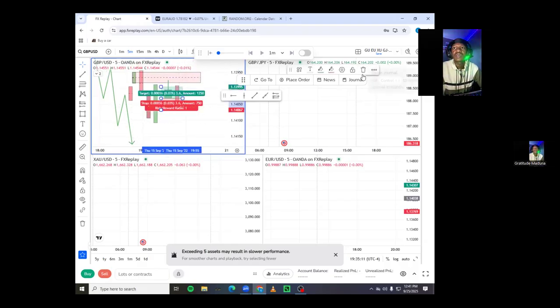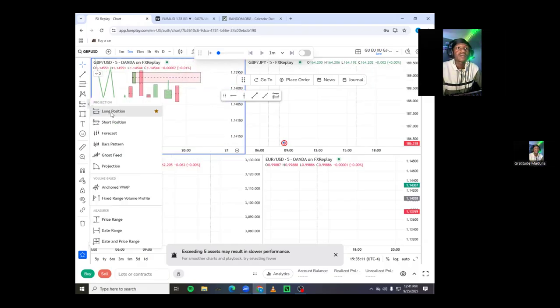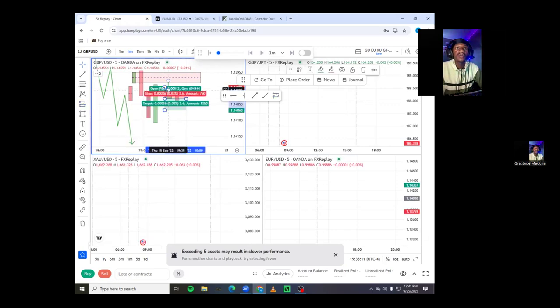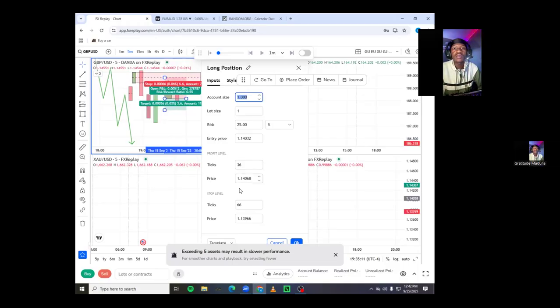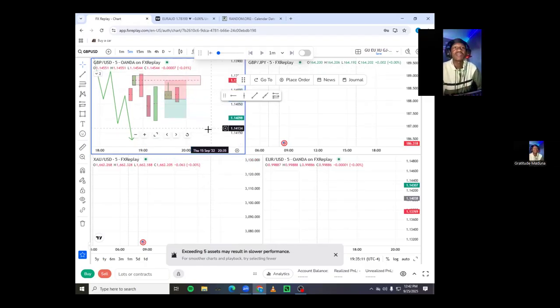So I'm just gonna use allow. So as soon as we set the stop loss right here, we're then gonna target a 1:1 on the trade. If you're risking 66 points, I must make 66 points. So 1:1. If I'm risking $100, I must make $100 out of this trade.